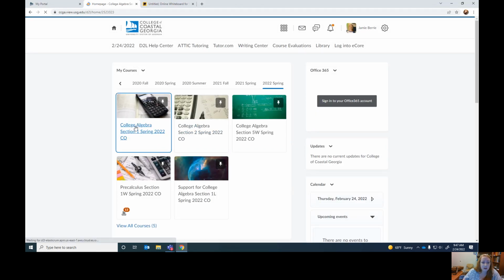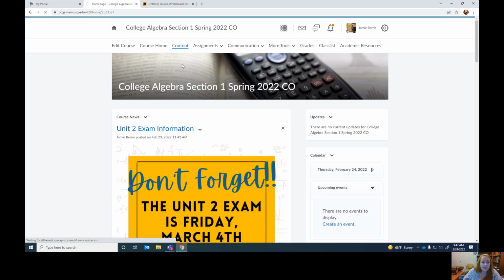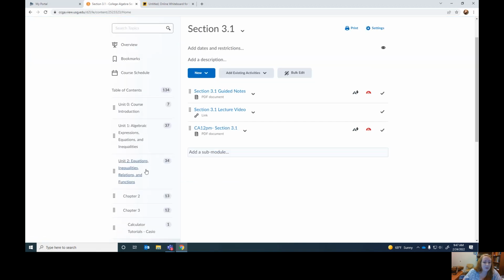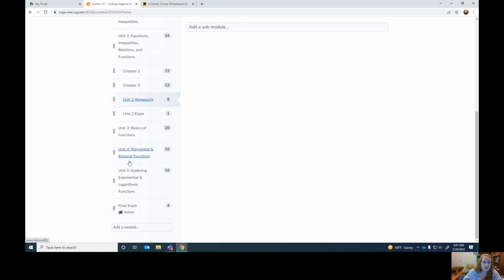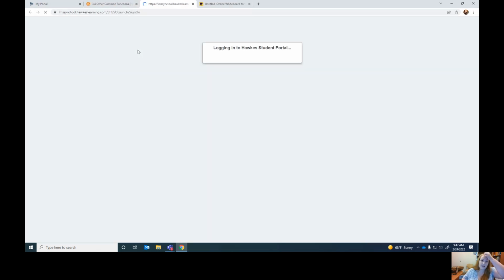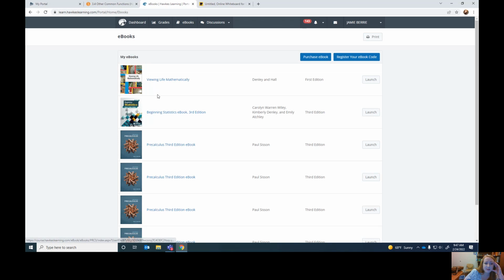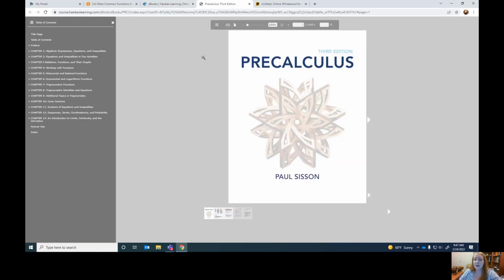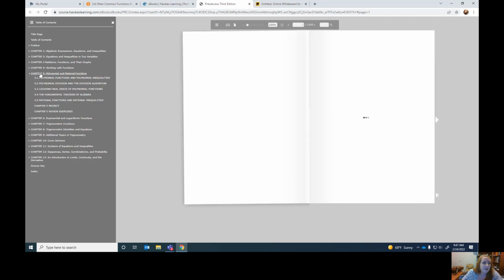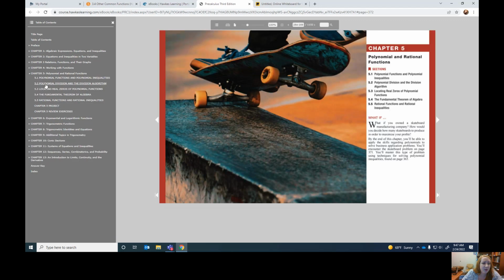So we're just going to go to our class, go to content, click on any one of the homework assignments. It does not matter which homework assignment you click on, you can get to the textbook. So you're going to click on ebooks. I'm going to have several pop up here, but you're just going to have the one book pop up unless you've taken another class with Hawks. So click on our pre-calculus book and then go to chapter 5 and then 5.2.